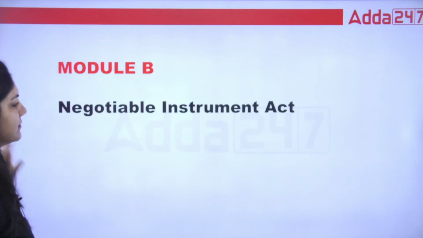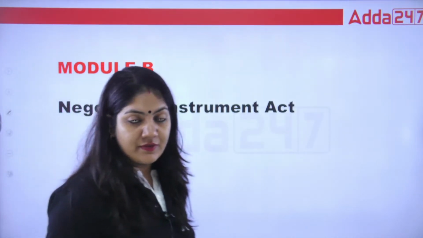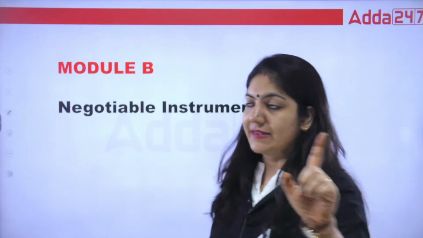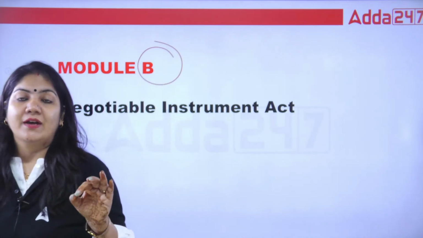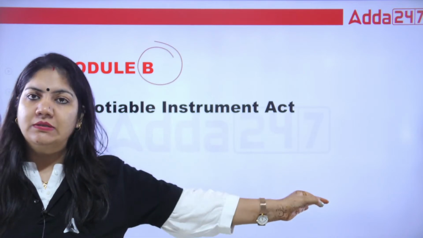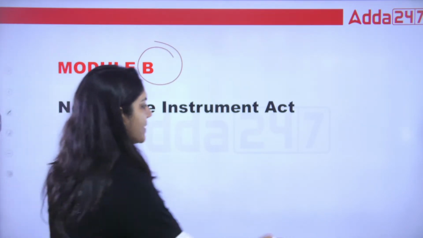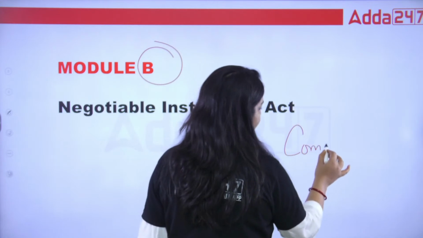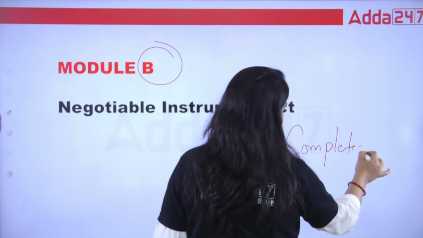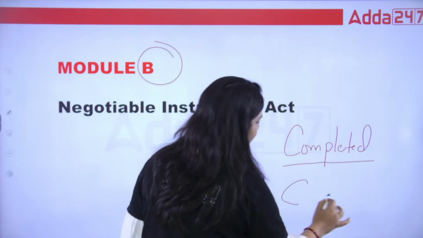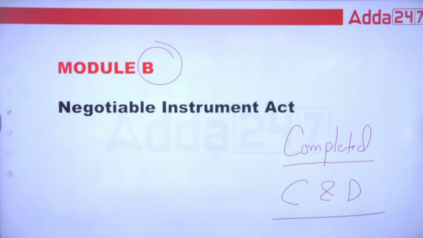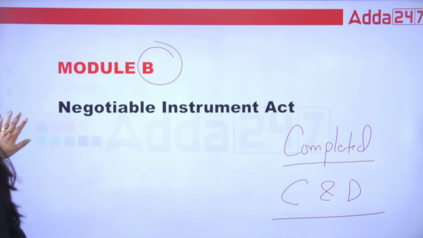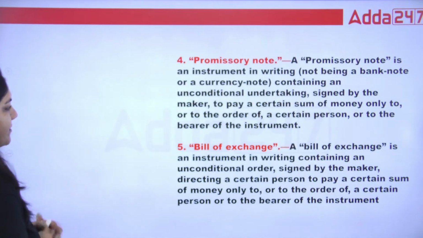That's it. Over. So now we will do the Negotiable Instruments Act, and this Negotiable Instruments Act is of your module B. So right now, guys, we have done which modules? We have done module D and module C. We have completed module C and module D. That's it.